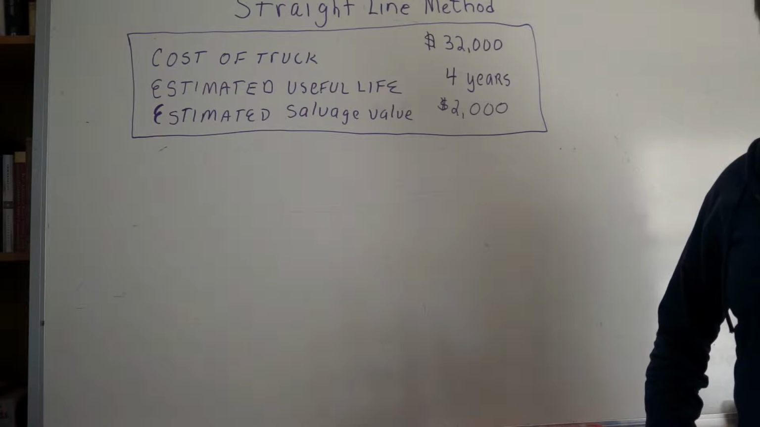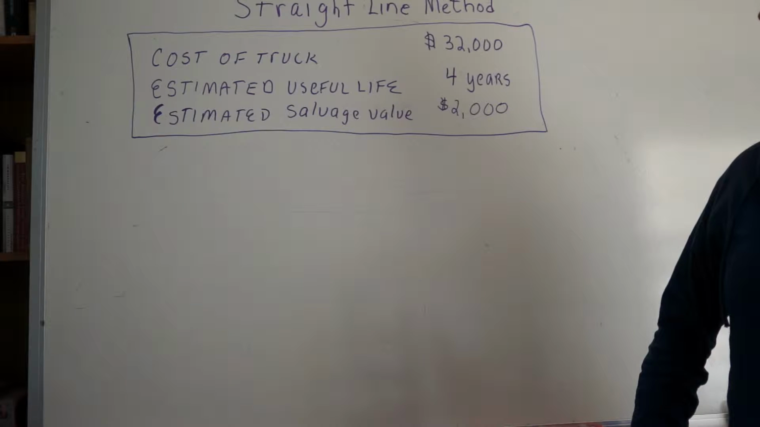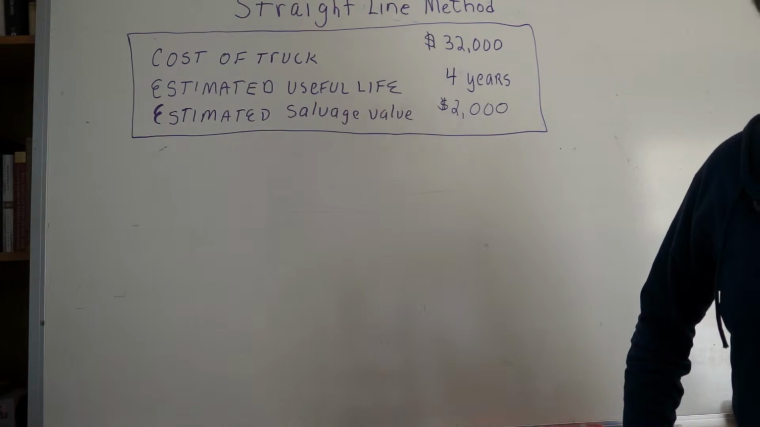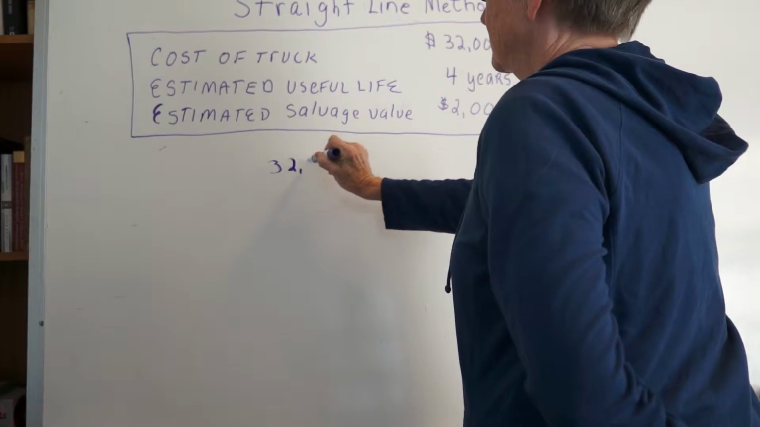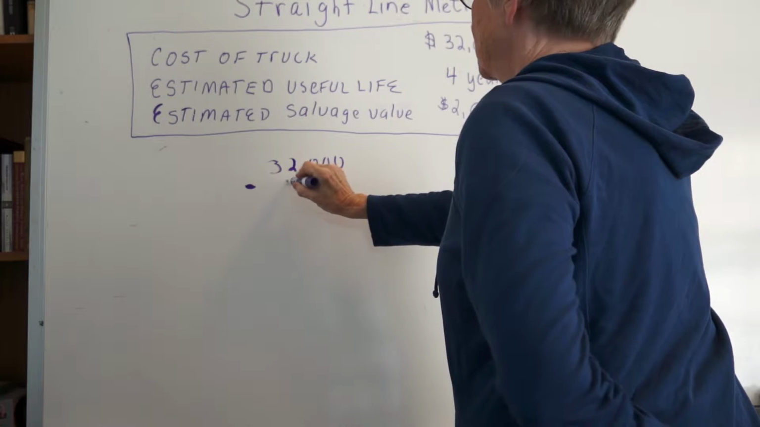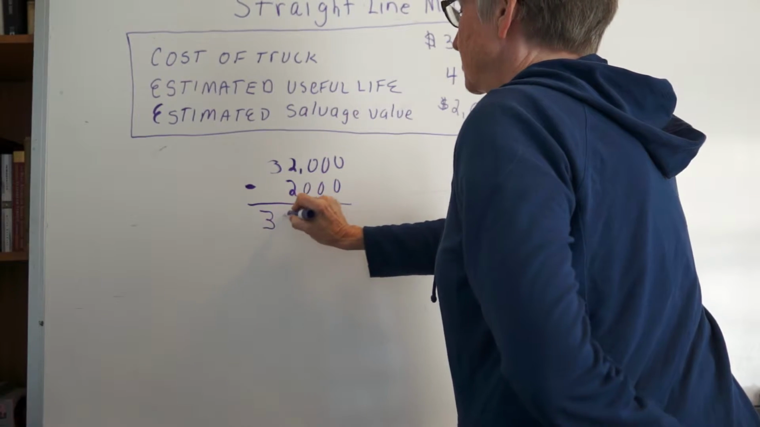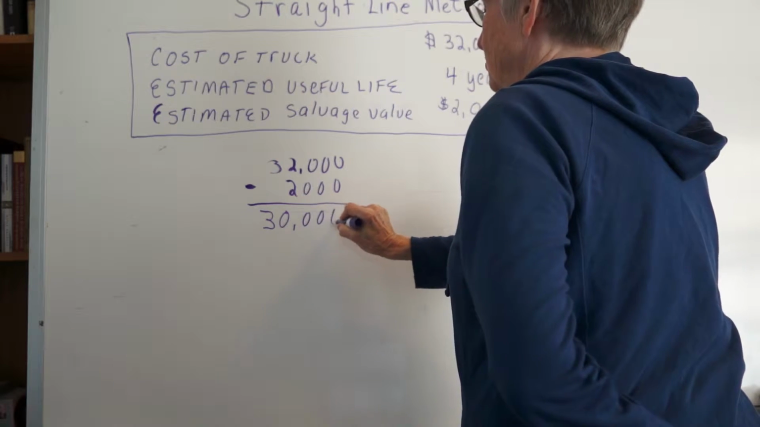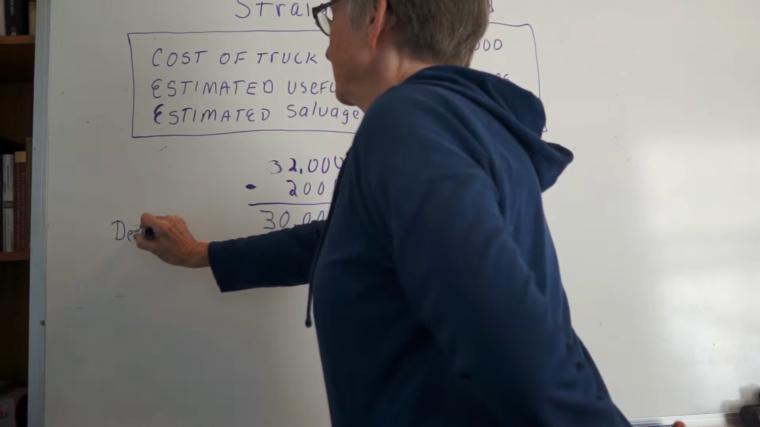So using a rational means of allocating the cost of that truck over its useful life, the first one of those is the straight line method. And so what we do is we start with the cost of the truck, the $32,000. We deduct the salvage value from that, and we get what's called the depreciable base of the truck.